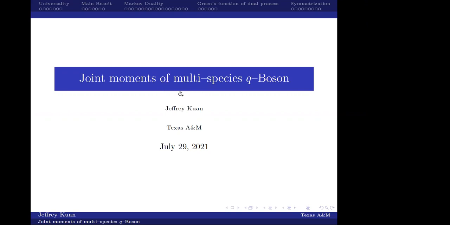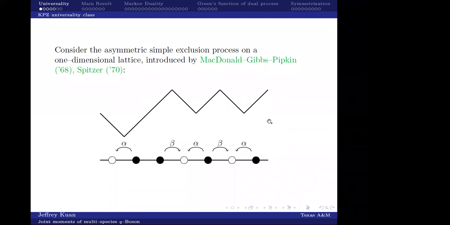So I'm going to be talking about joint moments of the multi-species q-Boson. I'm actually going to start with a simple model that's related to the q-Boson. This is called the asymmetric simple exclusion process, often abbreviated ASEP.